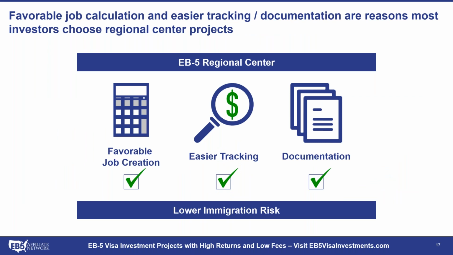And so again, when you're using an EB5 regional center, you're getting favorable job creation. So you're getting to count those indirect and induced jobs, which you would otherwise not be able to count. You're also getting easier tracking. We didn't discuss this in detail earlier, but if you're not using a regional center, then you're only going to get credit for W-2 full-time employees.